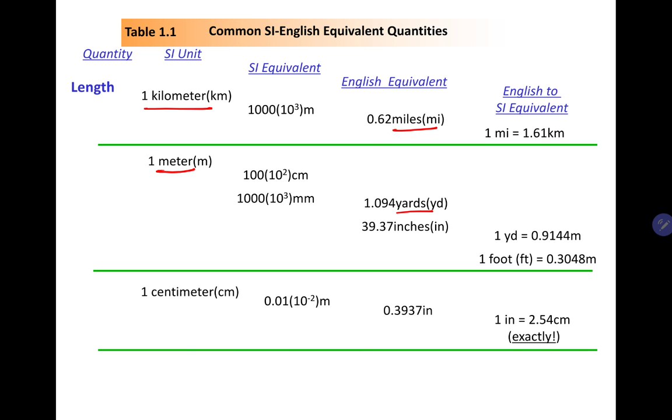One thing that we very commonly use is the relationship between inches and centimeters. 1 inch is exactly 2.54 centimeters. This is something that you might want to remember because it is very common.